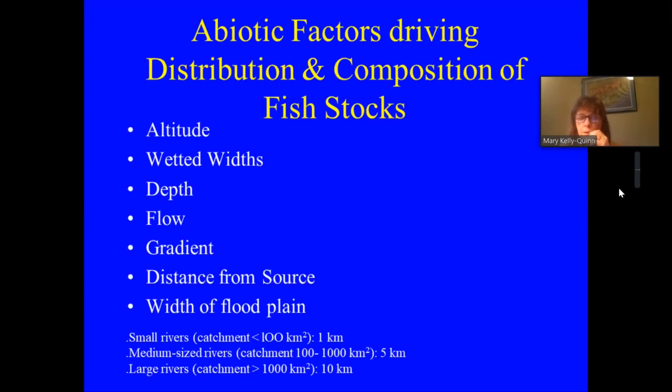Okay. Now, there are also different factors that affect the distribution, composition, and abundance of fish, and you need at least to be aware of those. So altitude. Obviously trout will go to a certain altitude, but their numbers diminish with altitude. The wetted width then determines how much habitat is available. The depth will determine what size of fish occur, and the same with the flow, the gradient, distance from the source, and so on. So you need to be aware of those descriptors and have them in your site descriptions.